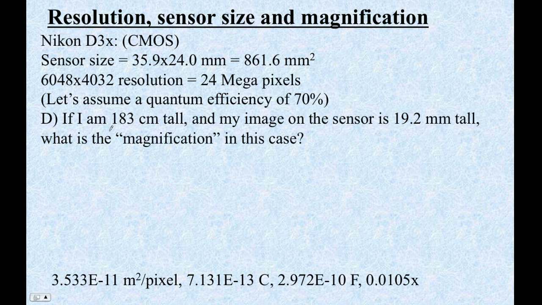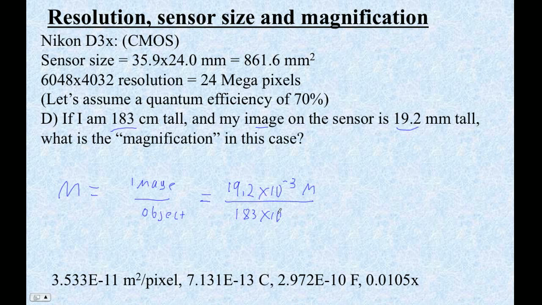Okay, so let's see. My image is 19.2 millimeters tall, right? So it's well framed in the picture there, right? What's the magnification? Well, magnification is image size over object size. I'm going to use this formula as long as you don't object. We've got to be objective about this. We don't have an image to uphold. Okay, so the image is 19.2 times 10 to the minus third meters, because that's what millimeters means. And this is 183 times 10 to the minus 2 meters, right?